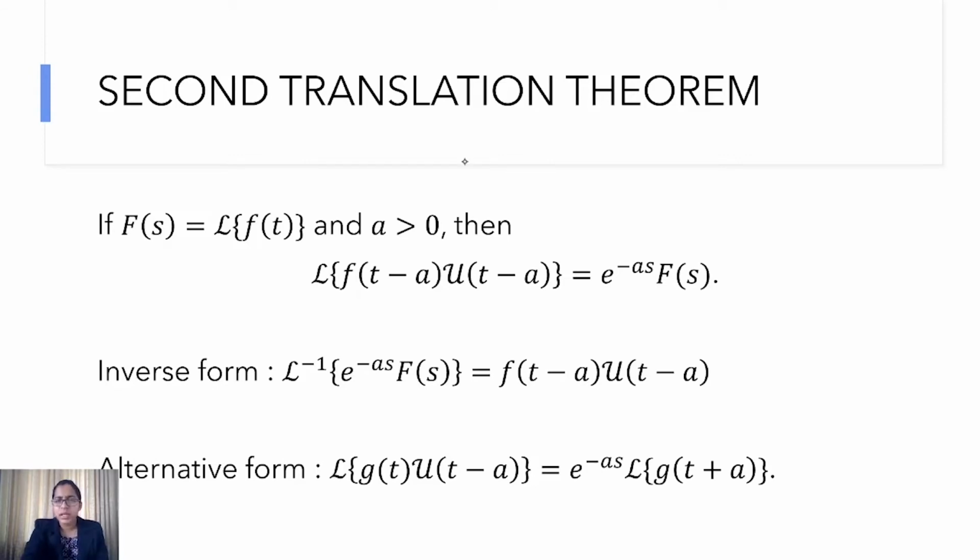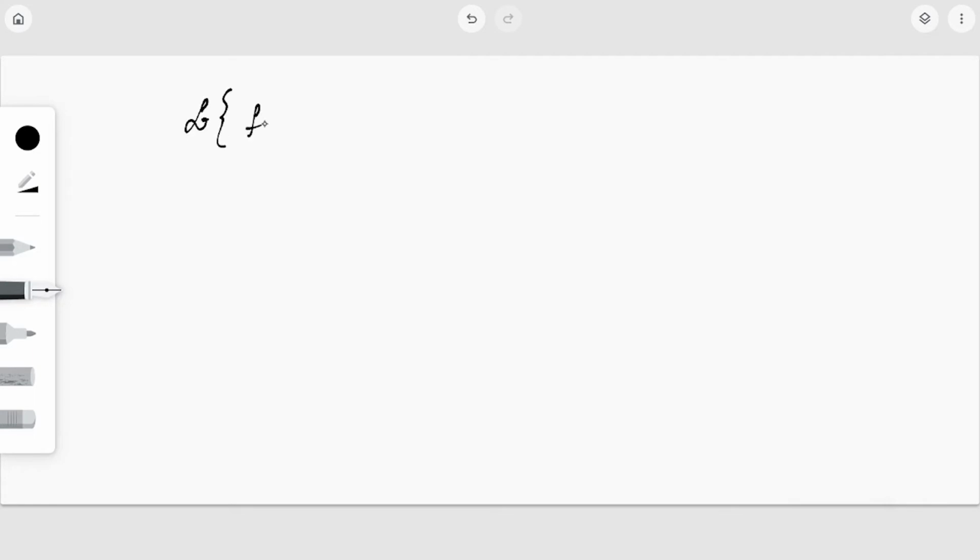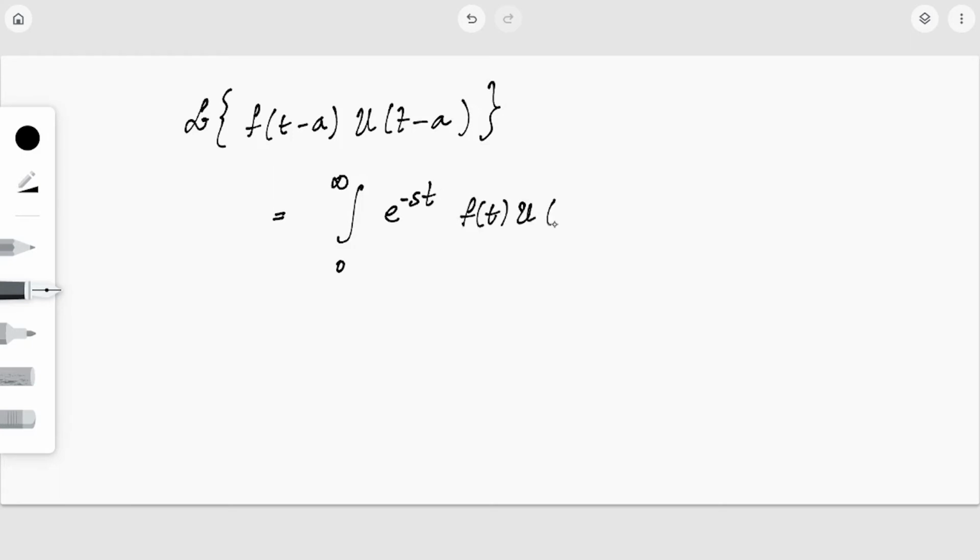The proof is pretty simple. We'll have a quick look at the proof of this theorem. First of all, we have to find the Laplace transform of f(t minus a) times the step function, right? So by the formula, it is nothing but the integral from 0 to infinity of e raised to minus st times f(t minus a) times u(t minus a) dt, right?